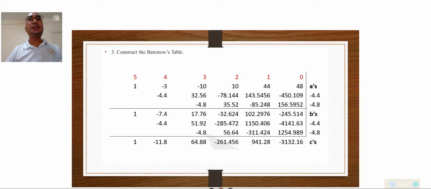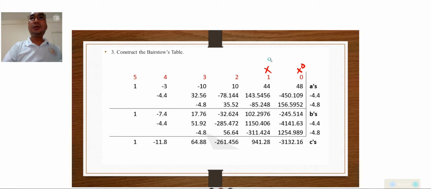Now let's go to the next slide. We are now asked to construct the Bairstow's table. Again, as I have mentioned earlier, Bairstow's method employs synthetic division. The terms here in red on the upper portion of the table are just a legend that this term is x equals 0.